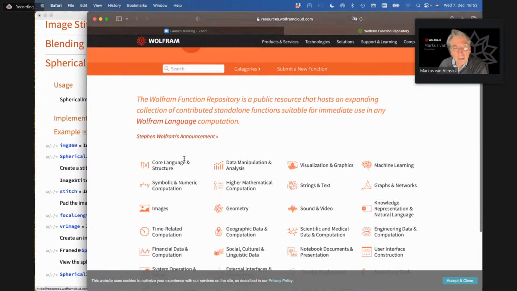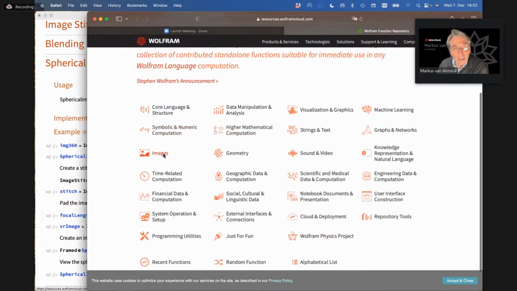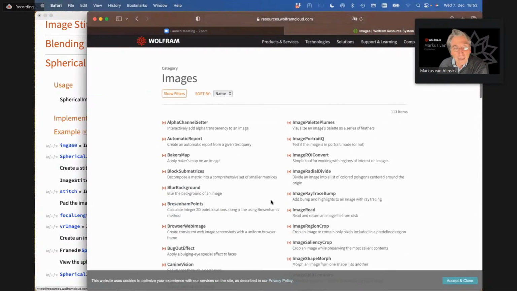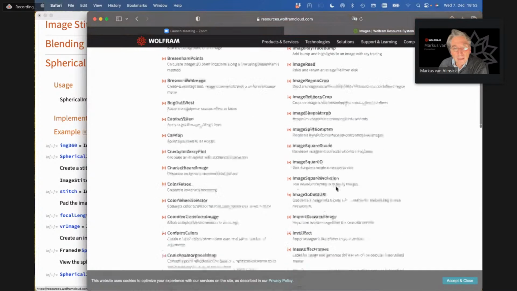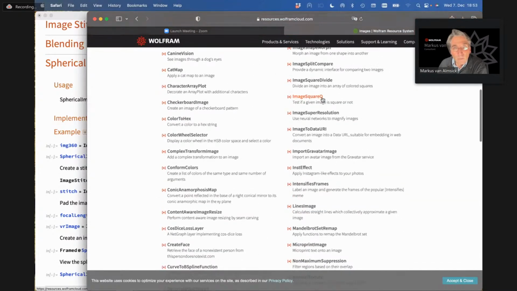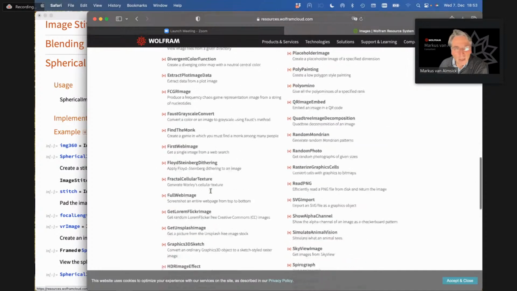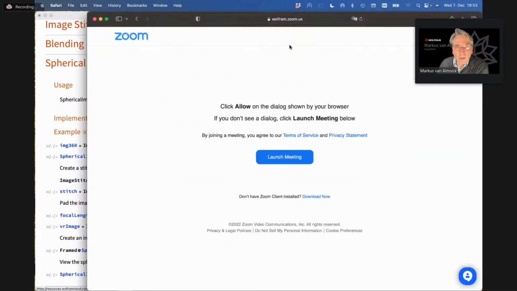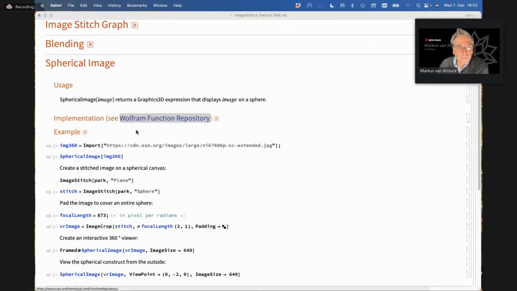You can scroll through this here, look at all kinds of different functions, and you see functions that blur the background of an image, or that check if the image dimension is square. There's all kinds of effects. It's great fun browsing through here. Anyway, I just wanted you to be aware of this.